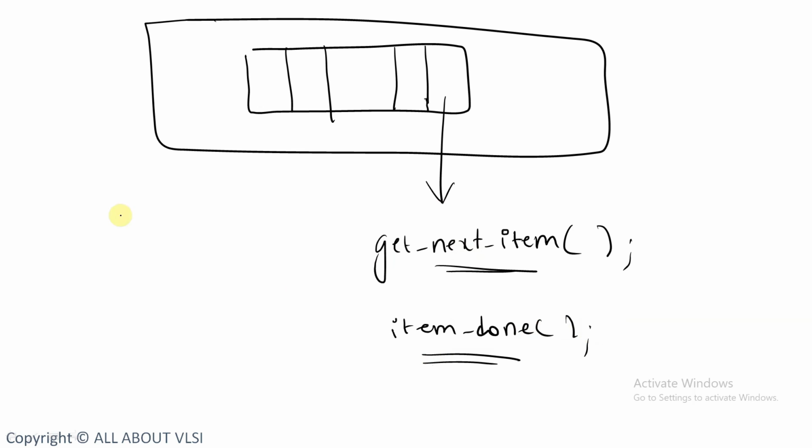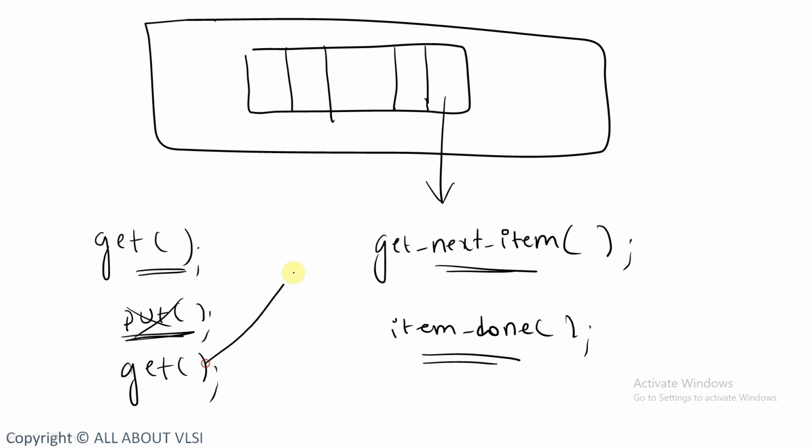But if you are using the get method, there is no need to use the put method, which is a response method. If you call the get method again, then you can simply get the second item, and if you call it a third time, then you can retrieve the third item. So this is how you retrieve the data from the sequencer.